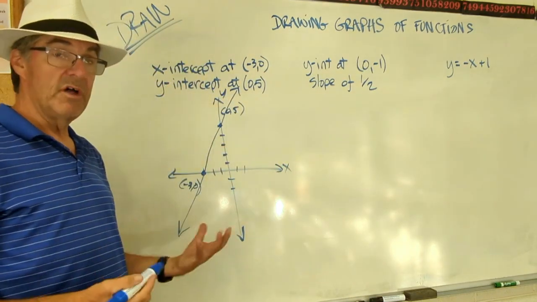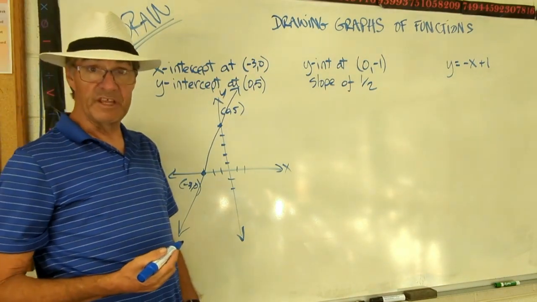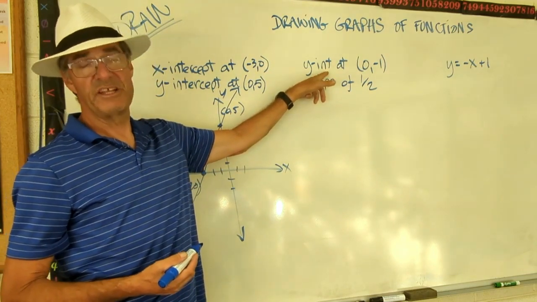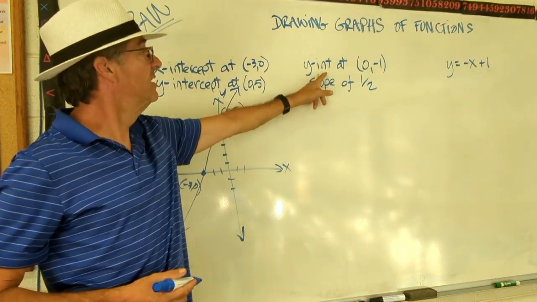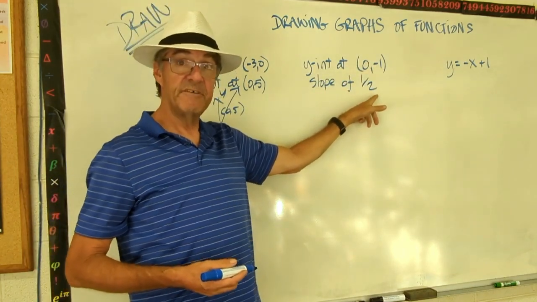And that is a well-drawn hand graph. Okay? Now I want you to pause the video and try this one. The y-intercept, this is how I abbreviate intercept. It just saves a little time in writing. Y-intercept at (0, -1), and a slope of 1/2. So this is the easiest case.